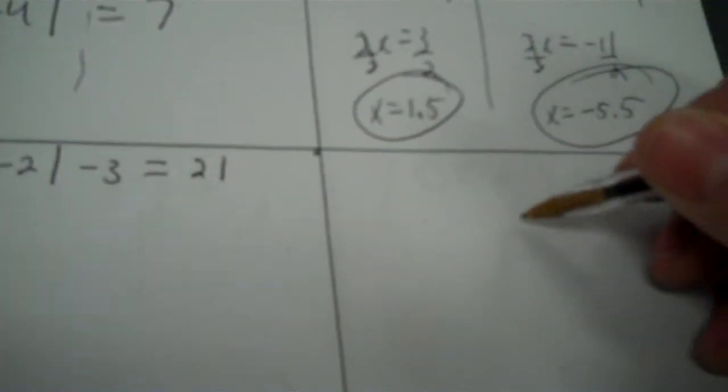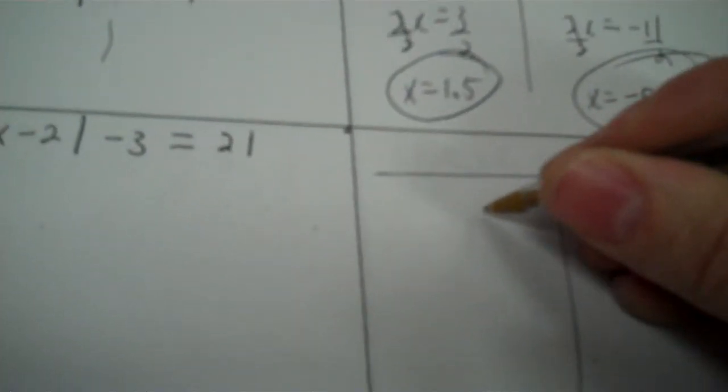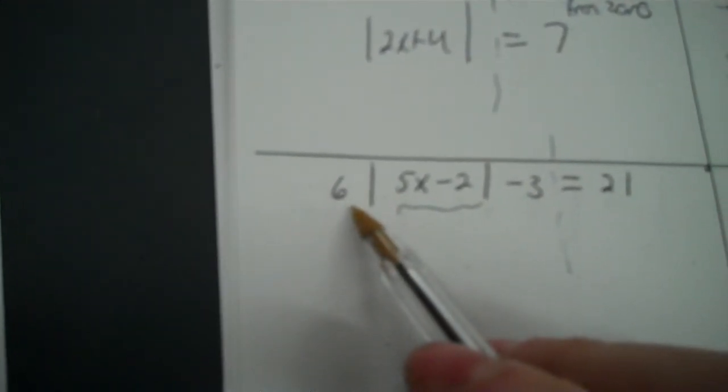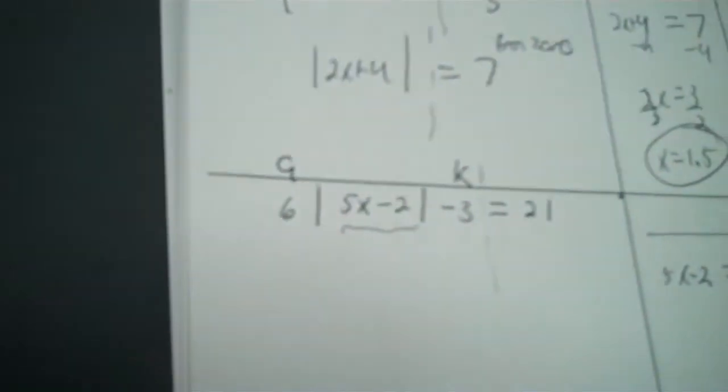Okay, next up, keep it going. Keep on your game. So inside, follow the plan. So you got 5x minus 2 on one side and 5x minus 2 on the other. But you can't do the "from 0" yet because I have a number after and I have a number in front. So I've got a k value and I've got an a value.